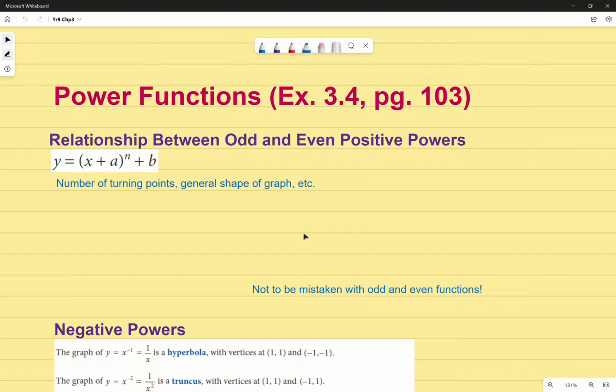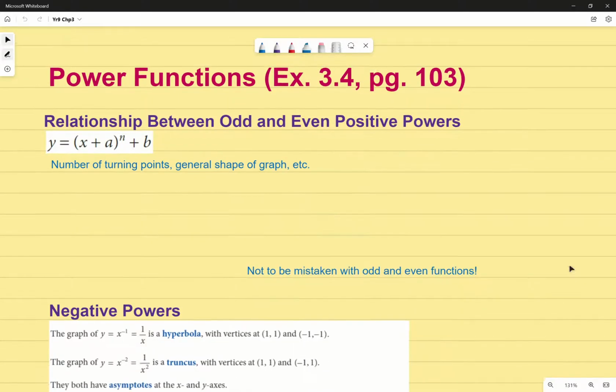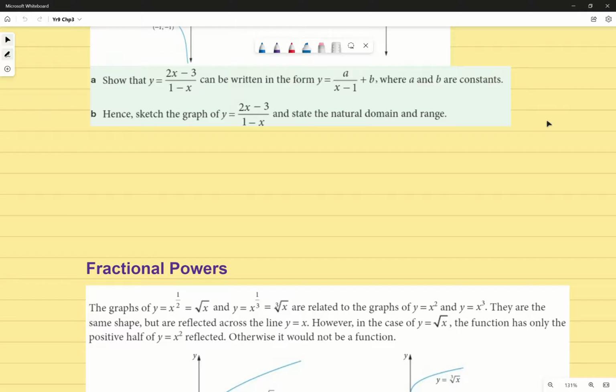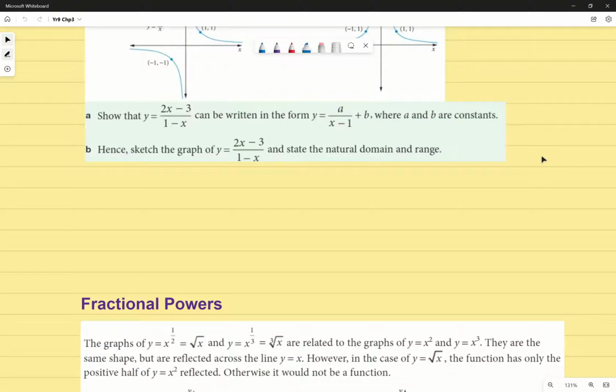This is our introduction to exercise 3.4 on power functions, page 103 of your textbook. We're going to be focusing on a couple of things. Number one is the relationship between odd and even positive powers. We're going to be looking at negative powers as well. And then finally, we're going to be looking at fractional powers. The idea is basically to know the general shape of the function, so when you try to input coordinates or x values, it's going to look a lot more familiar anyway.